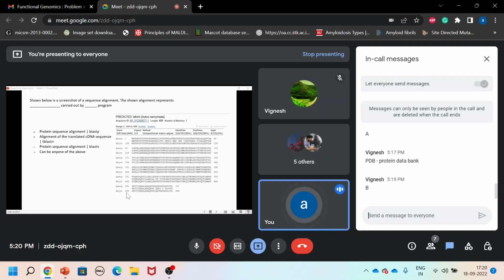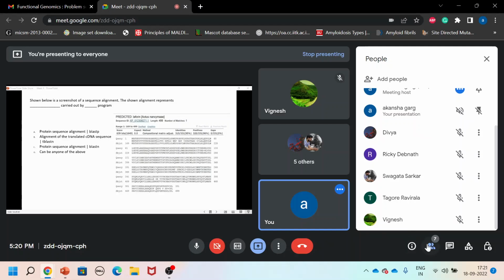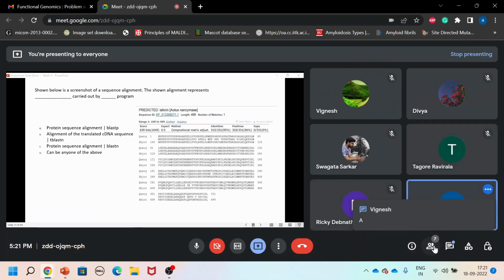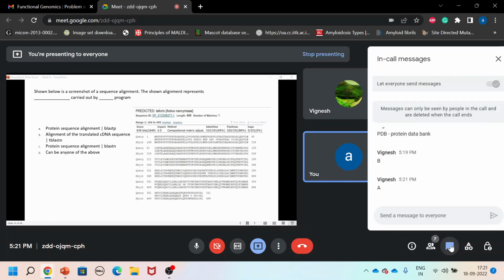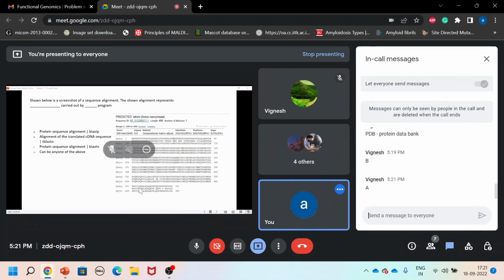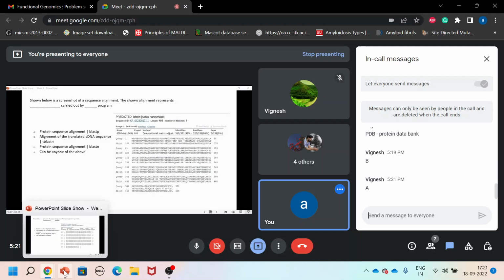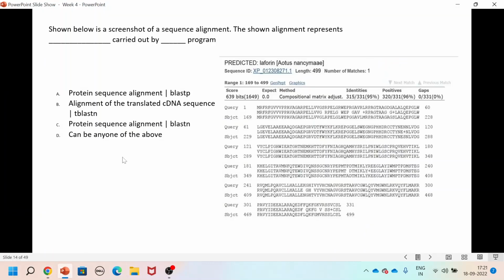Is the question clear to all? Okay, Vignesh has said option A. Would you like to explain it also? If you can unmute and explain it to all. Okay, that's fine, not a problem.